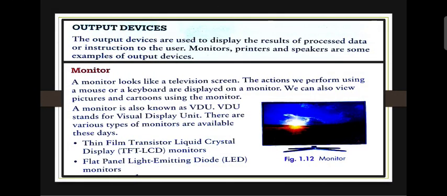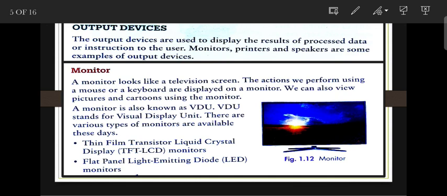Next is output device. We all know what an output device is. After processing, the computer generates a result and displays it on the output devices. The main output devices are monitor, printer, and speaker; these are some examples of output devices.